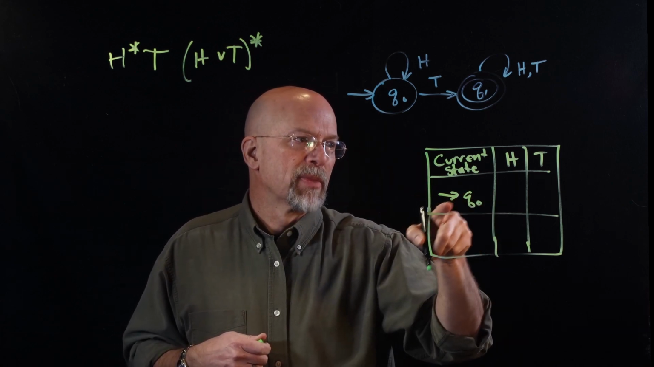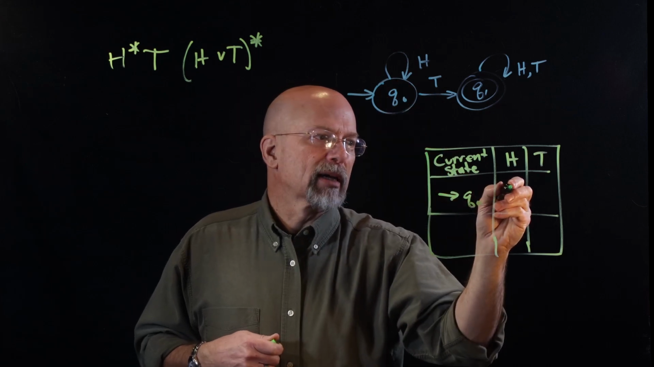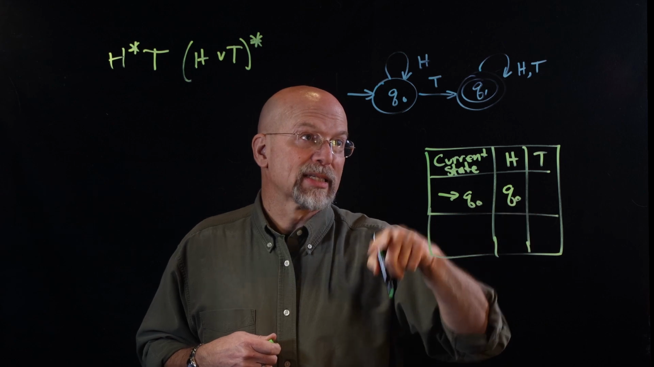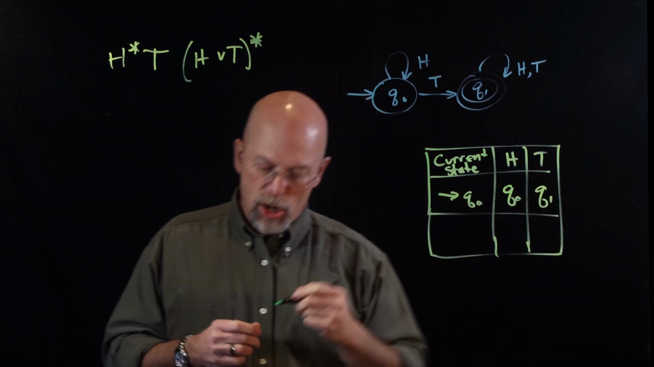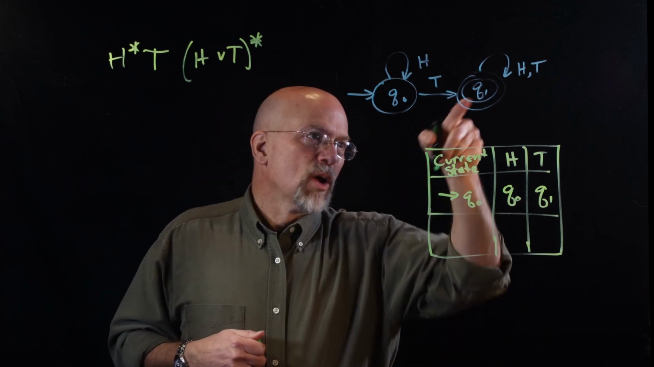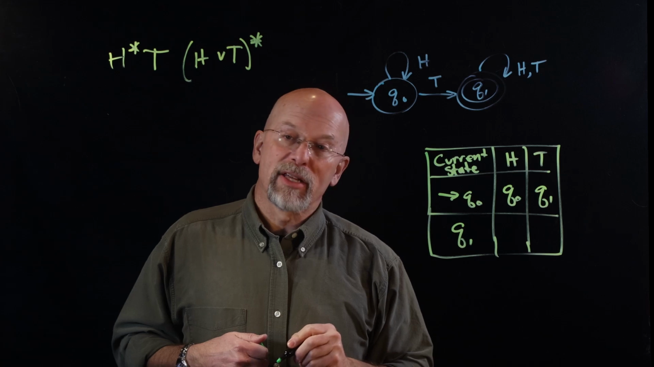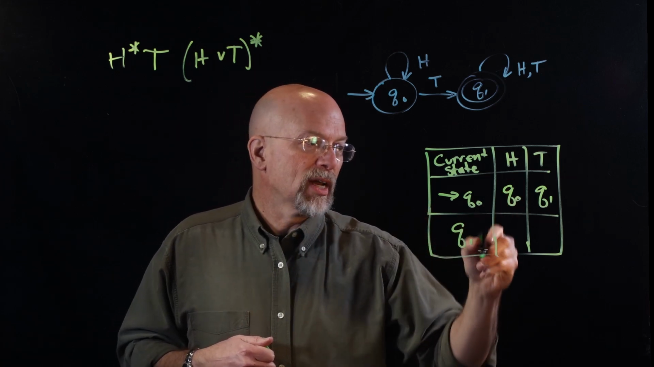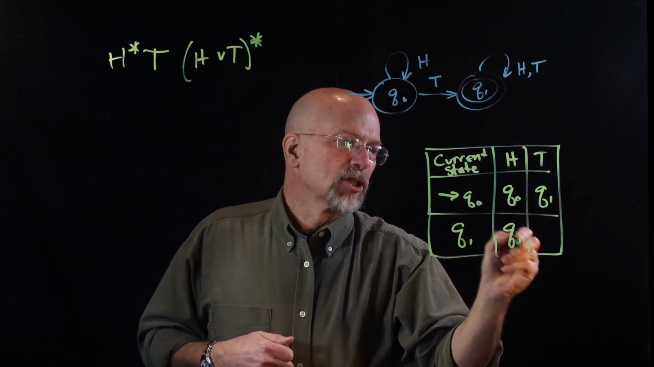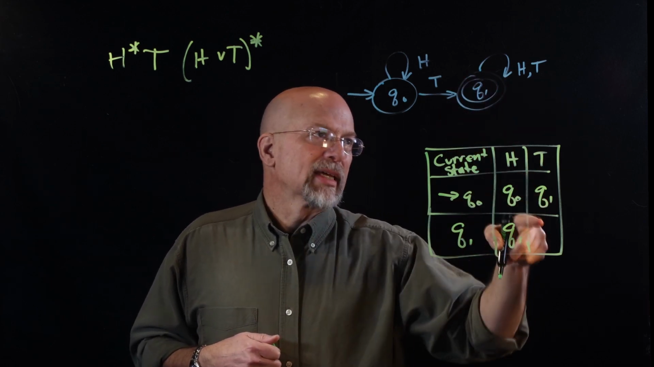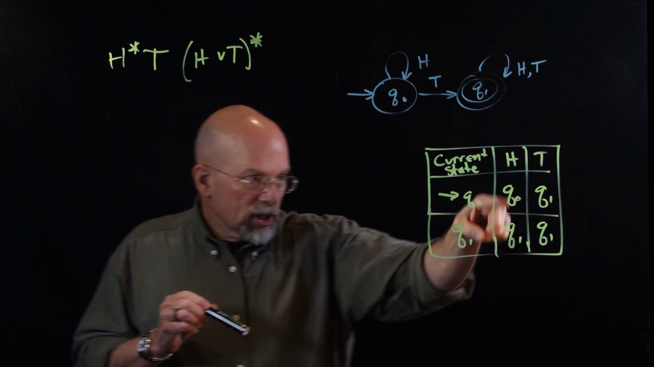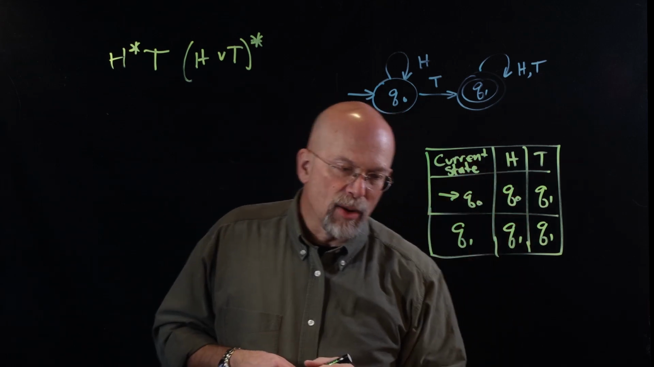If I'm in Q0 and I get a heads, I'm going back to Q0. If I'm in Q0 and I get a tails, I know that I'm going to Q1. Notice that there's exactly one state I can go to. Now, I have only one other state to worry about for this transition table, and that's Q1. If I'm in Q1 and I get a heads, where am I going? Well, I'm going back to Q1. If I'm in Q1 and I get a tails, I'm also going to Q1. So notice every single one of these cells has exactly one state where I'm headed.